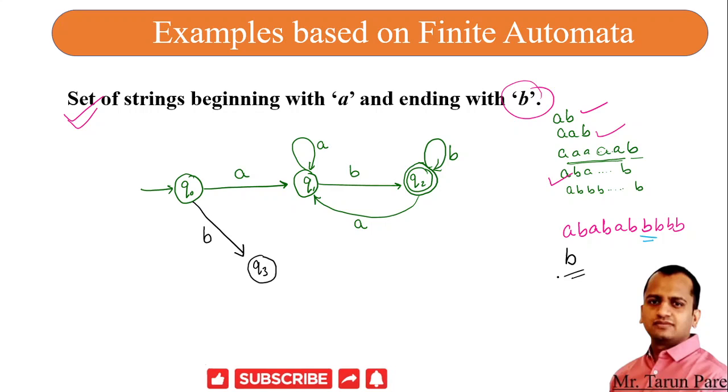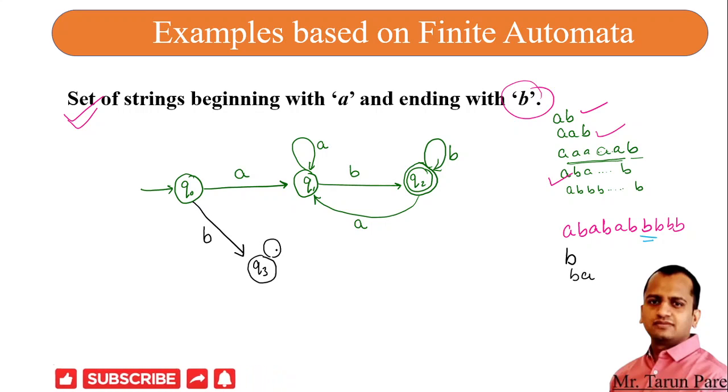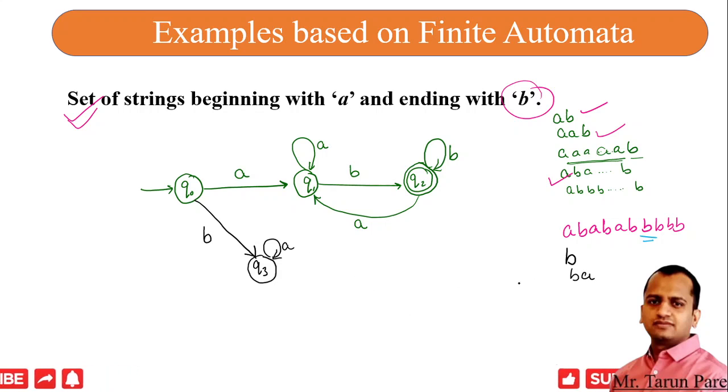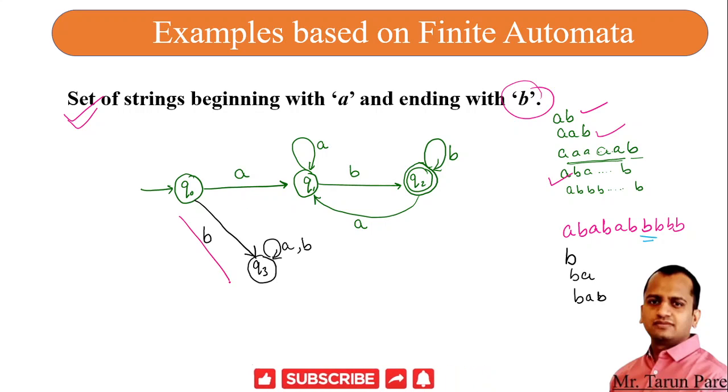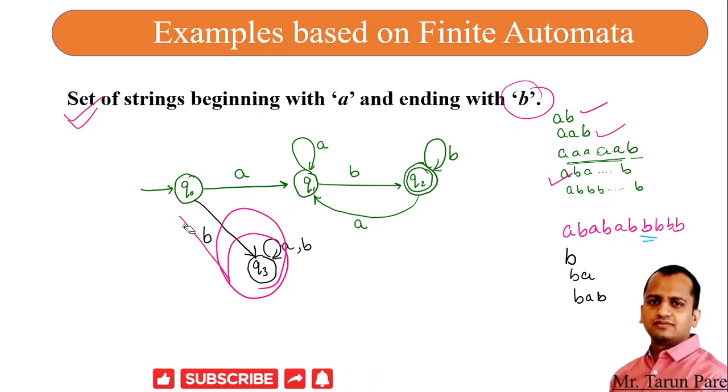Now from here, if the string is like BA, then we make a loop here so that whenever it reaches a BA, it will be accepted. Then what if the string is like BAB? We will make one more loop or correlate it with this. Whenever the string comes like BAB, it will be accepted. Okay, this is accepted by this string.